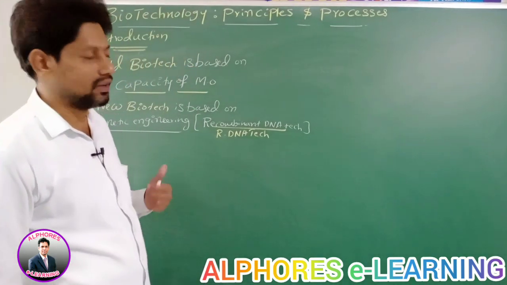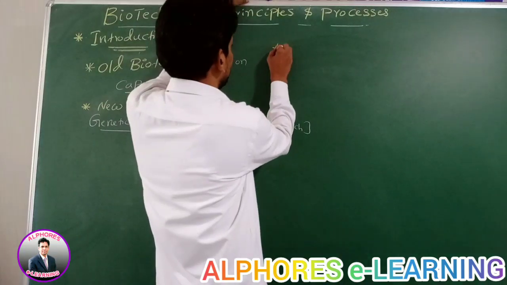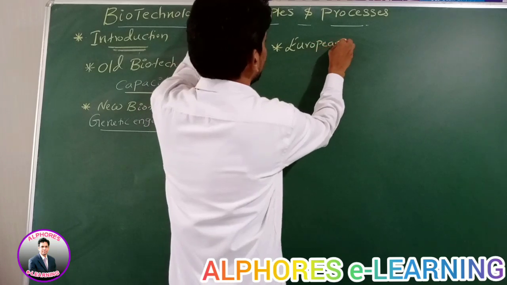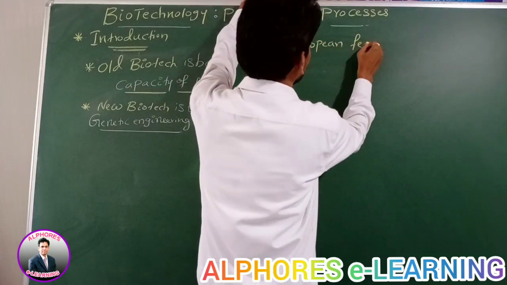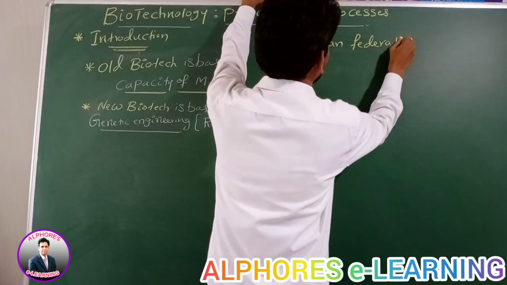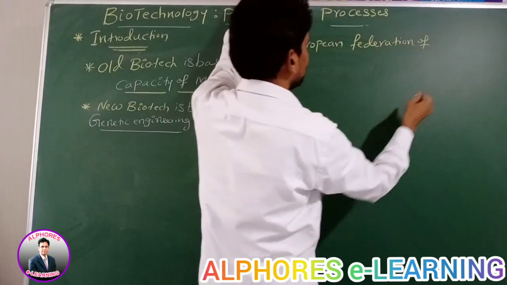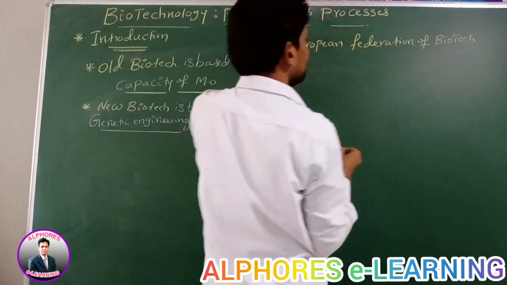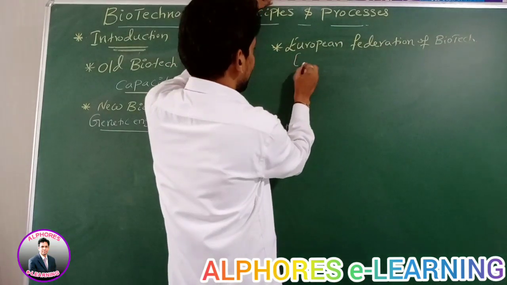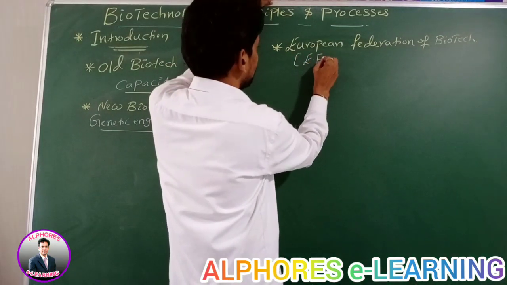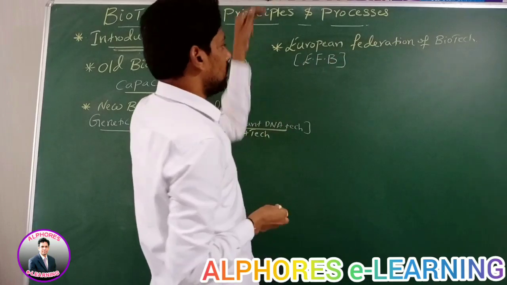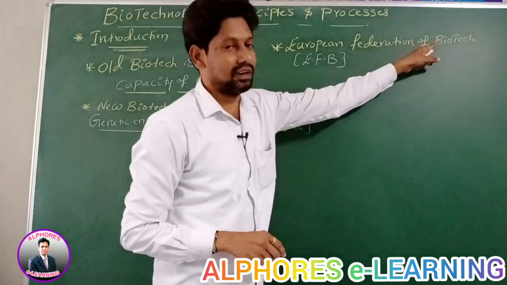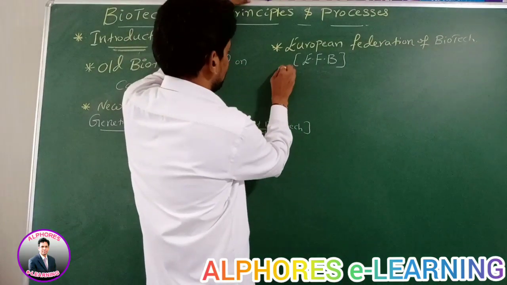European Federation of Biotechnology. This statement is important. European Federation of what? Biotechnology. In shortcut, this organization is written as EFB. What is the full form of EFB? European Federation of Biotechnology.